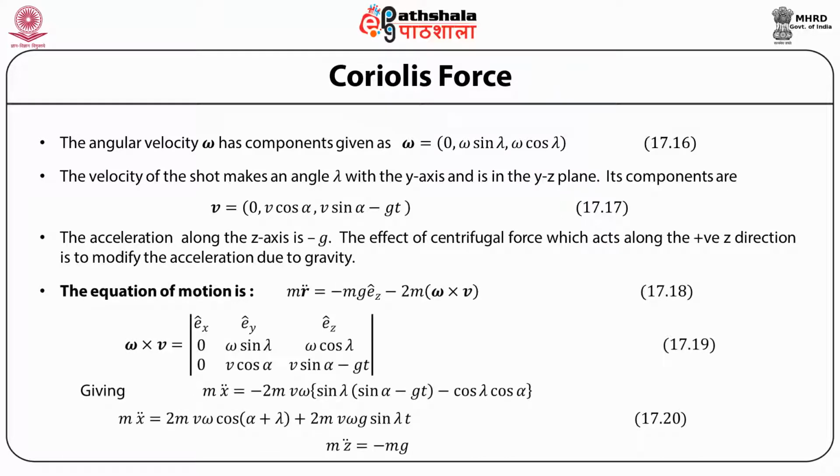The effect of centrifugal force, which acts along the positive z direction, is to modify the acceleration due to gravity. With this then, the equation of motion becomes m r double dot is equal to minus mg, a unit vector along the z-axis, minus 2m into omega cross v. Now, omega cross v can be expanded, and we get the equation of motion along the x direction as m x double dot is equal to 2mv omega cosine alpha plus lambda plus 2mv omega g sine lambda t, and along the z-axis m z double dot is equal to minus mg.